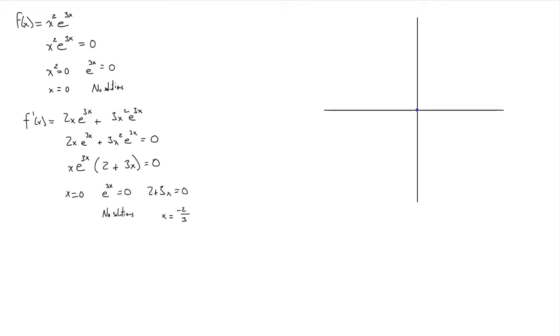And x equals 0 when x equals 0. That's no surprise. When does e to the 3x equal 0? Well, still never. E to the 3x is never 0. And then 2 plus 3x is equal to 0 when x is equal to negative 2/3. And so we have two critical points, one at x equals 0 and one at x equals negative 2/3.